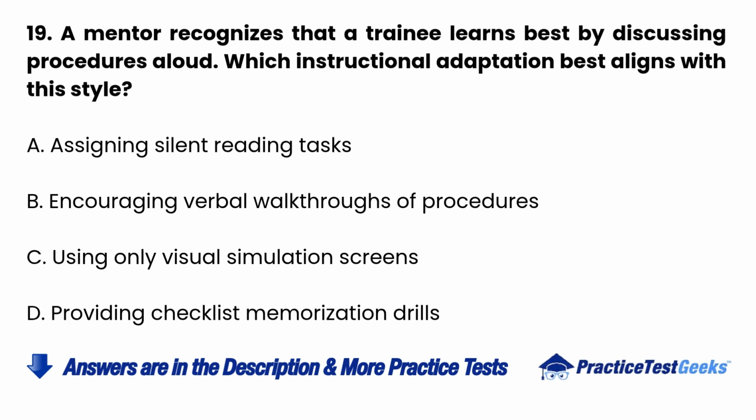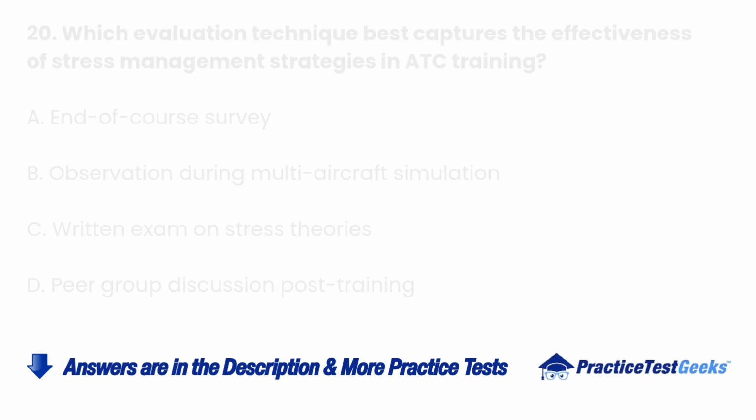19. A mentor recognizes that a trainee learns best by discussing procedures aloud. Which instructional adaptation best aligns with this style? A. Assigning silent reading tasks. B. Encouraging verbal walkthroughs of procedures. C. Using only visual simulation screens. D. Providing checklist memorization drills.